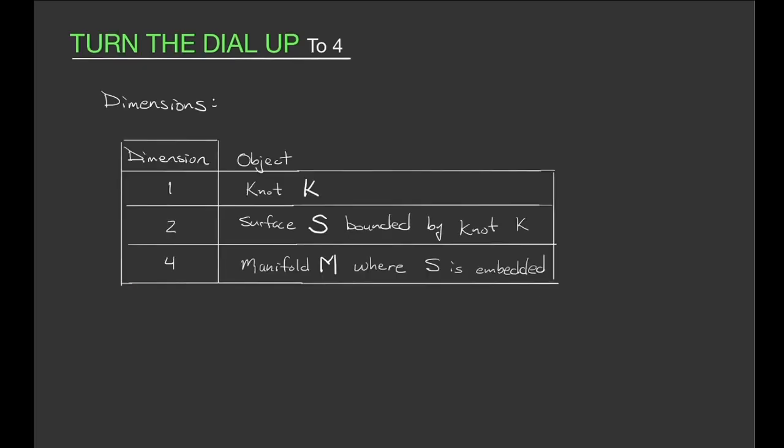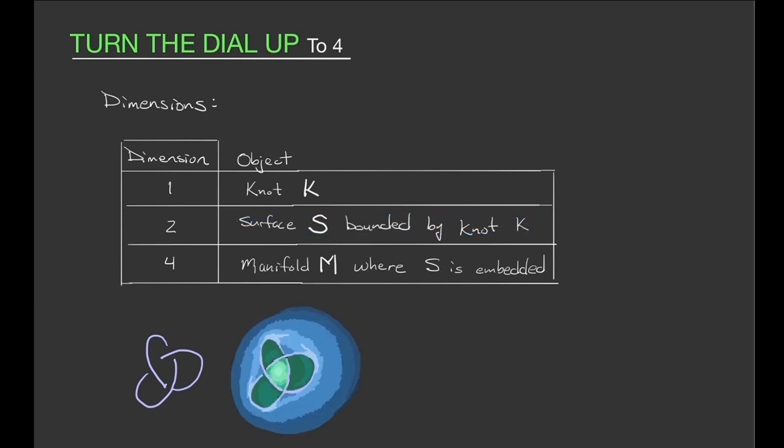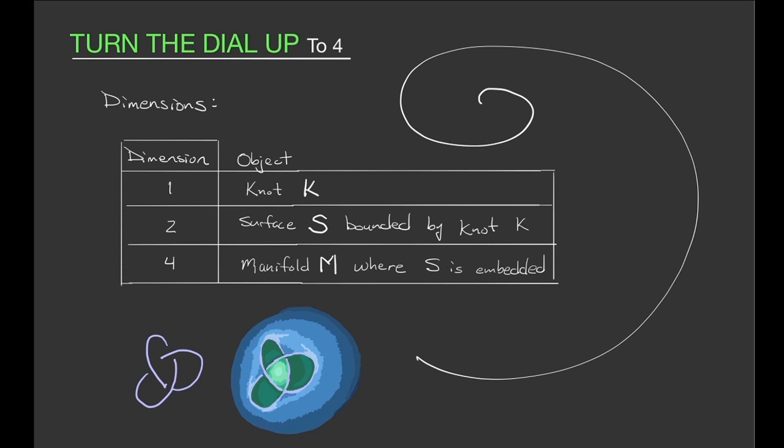Now, just to make sure we're clear on what the dimensions are of the things we're looking at, we have a 1-dimensional object that is just the knot itself. Then we have a 2-dimensional object, which is the surface that's bounded by the knot. This is the Seifert surface that we've seen a few times. And then there is the manifold of 4 dimensions where that surface is embedded. This is essentially the ambient manifold that we think of as surrounding the surface. So everything else is the 4-dimensional manifold, or at least that's how we'll think about it.